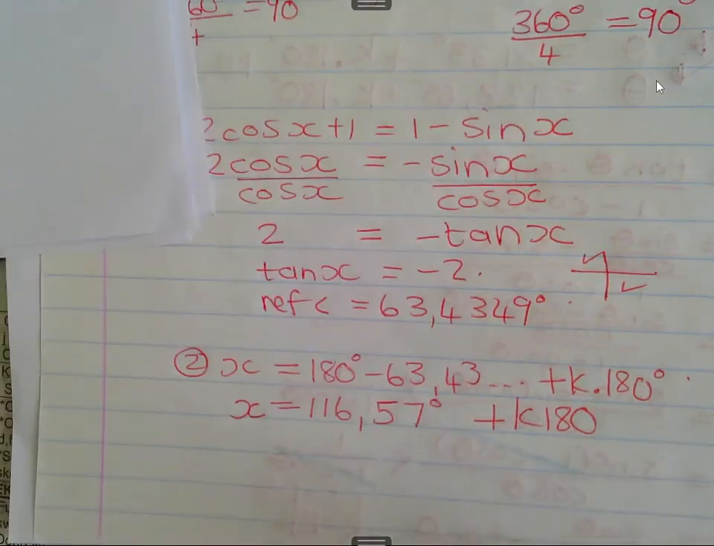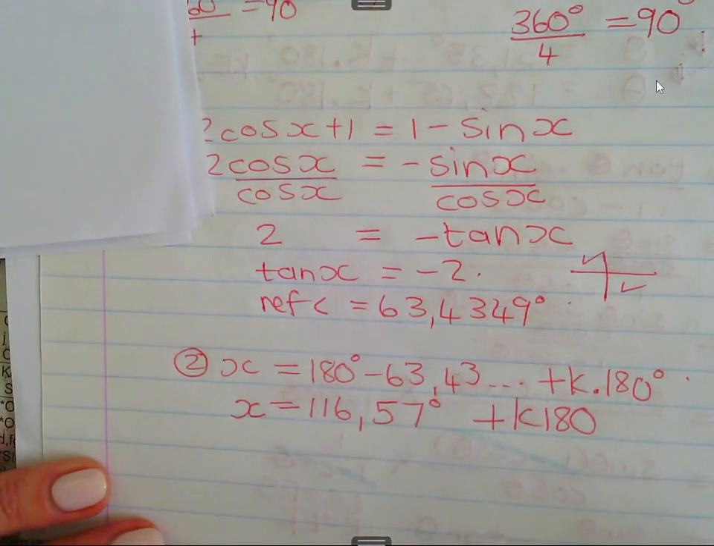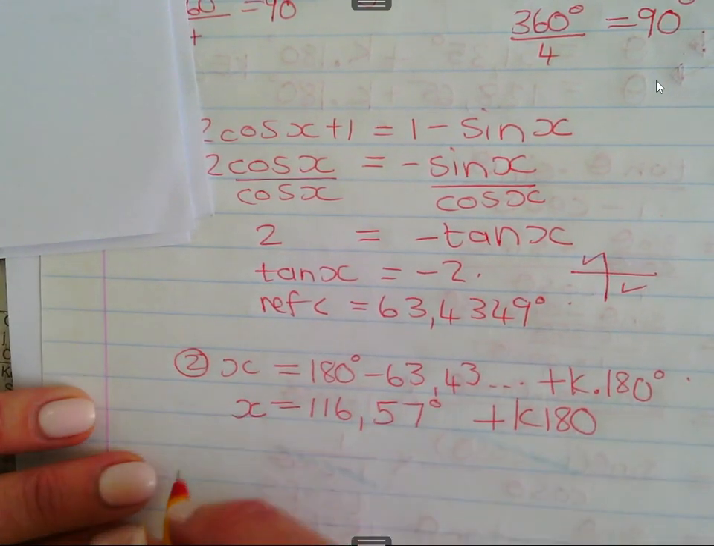So you don't even need the other equation, the one in the fourth quadrant, but you are welcome to do that, to say 360 minus 63, that will also give you the answer, but you can just add 180 to it.